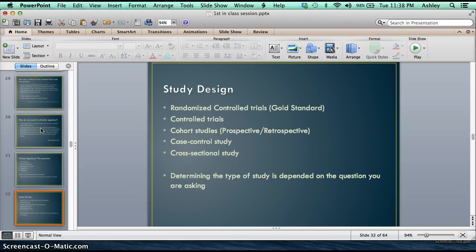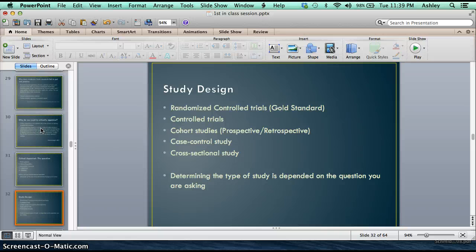Study design. Now, there are multiple study designs, and I've listed the ones that you will see the most. These are great to know and understand. So, you have randomized controlled trials, controlled trials, cohort studies looking at prospective and retrospective data, case control studies, and cross-sectional studies. Okay? Well, let's just start from the top.